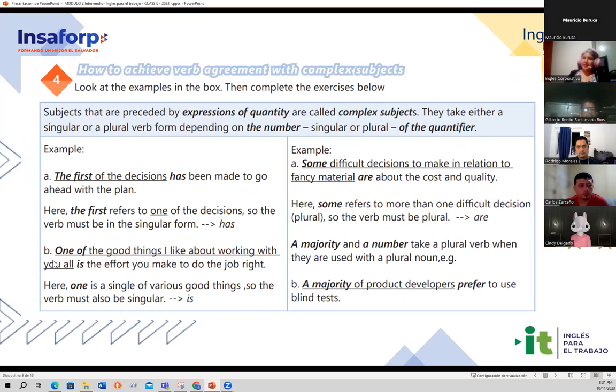Now, talking about the same topic, we're going to take a look at some examples. In this case, verb agreement, okay? So verb agreement in complex subjects. How to achieve verb agreement? So when you listen to verb agreement, what comes to your mind? Talking about grammar, of course.